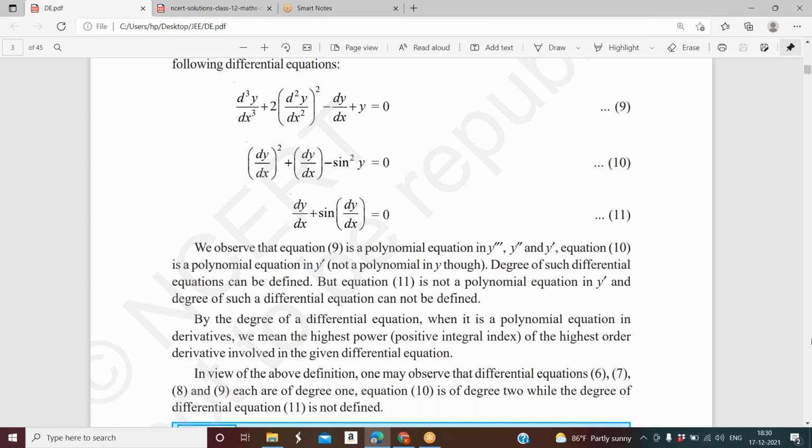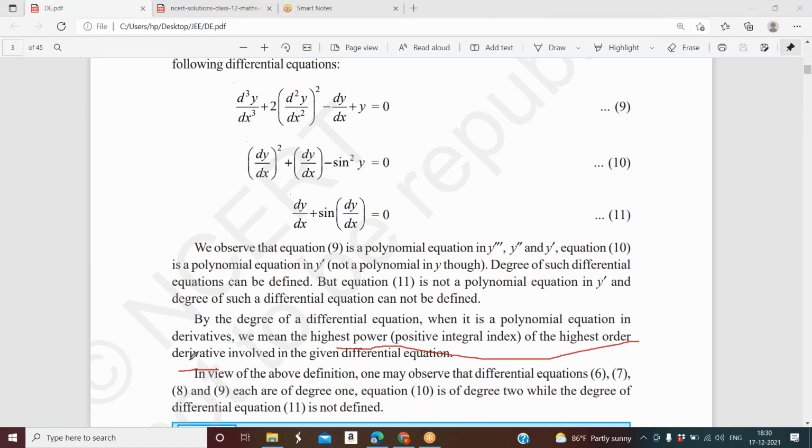So by the degree of a differential equation, when it is a polynomial equation in derivatives, we mean the highest power. It should be a positive integral index. Positive integral index means it's a whole number, not a decimal number. So what is degree? Degree means the highest power of the highest order derivative.